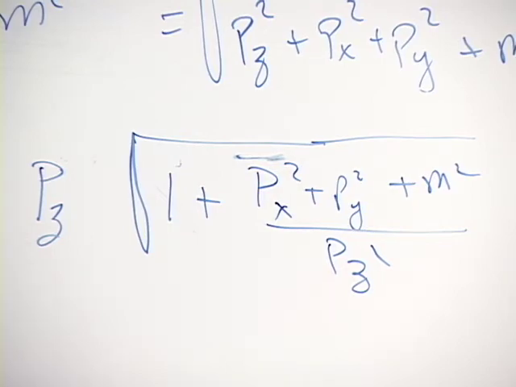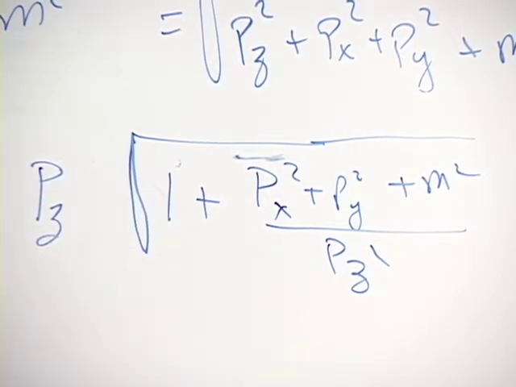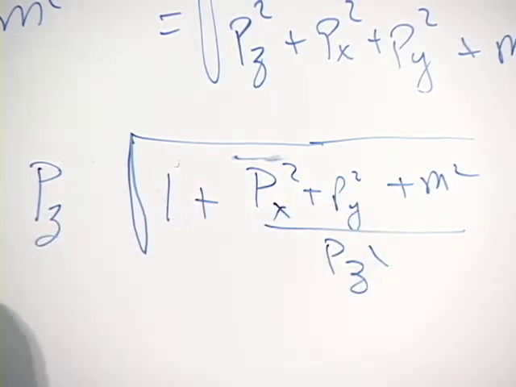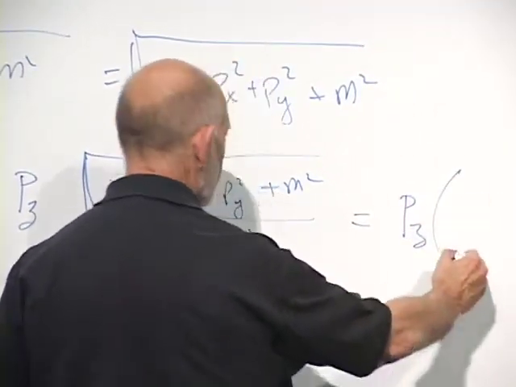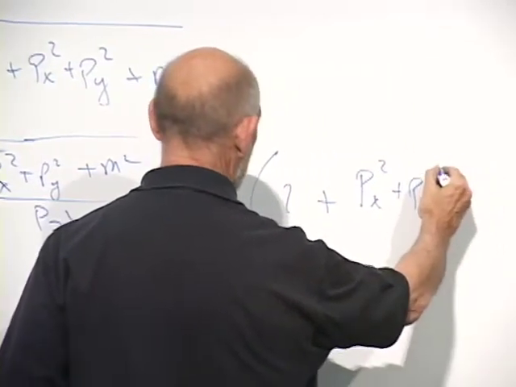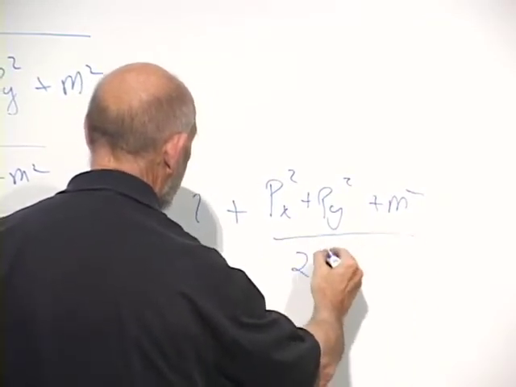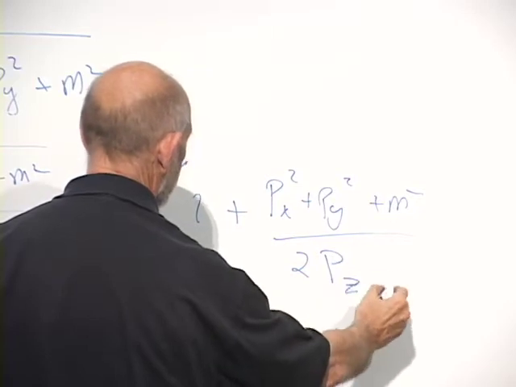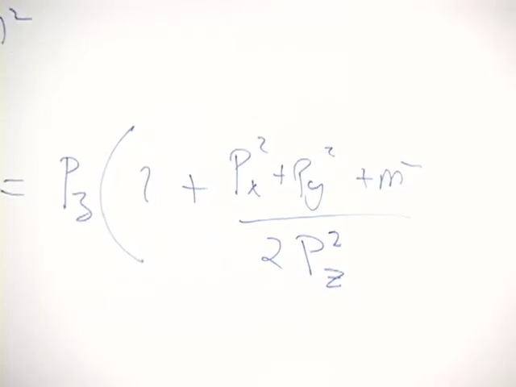Okay, what's the next step? Expand. Use the binomial expansion, the binomial approximation, to do exactly the same thing we did over here. This is now the small quantity, and so this becomes pz times 1 plus px squared plus py squared plus m squared over twice pz squared.